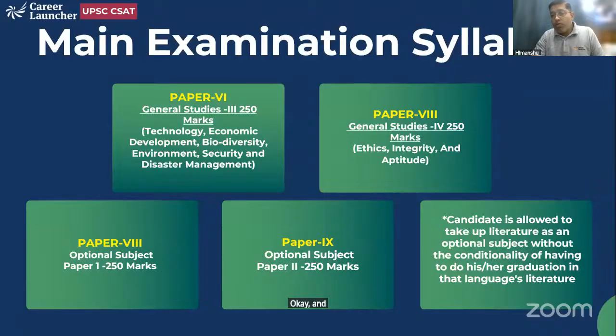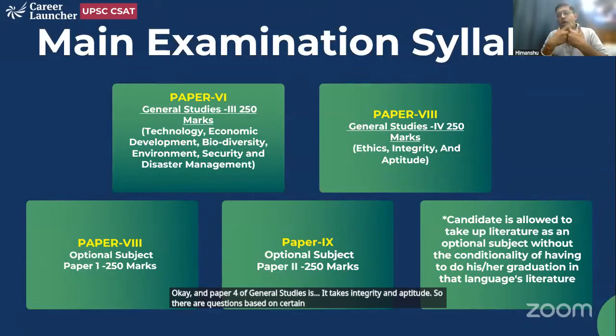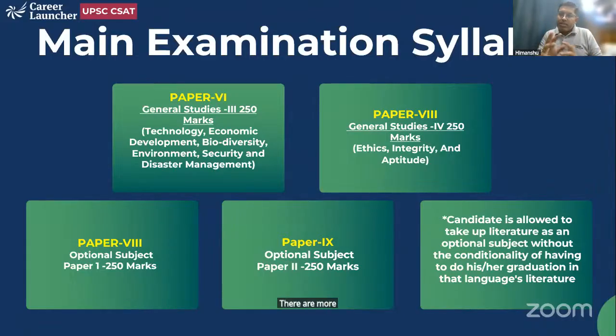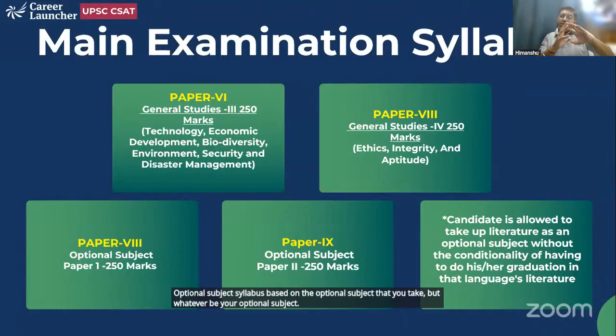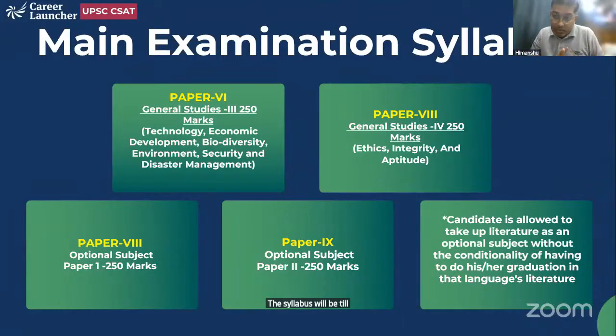And paper 4 of general studies is ethics, integrity, and aptitude. There are questions based on certain moral situations where you have to answer. There are no right and wrong answers, but there are more right and less wrong kinds of answers. The optional subject syllabus is based on the optional subject that you take. But whatever your optional subject, the syllabus will be at graduation level on that subject.